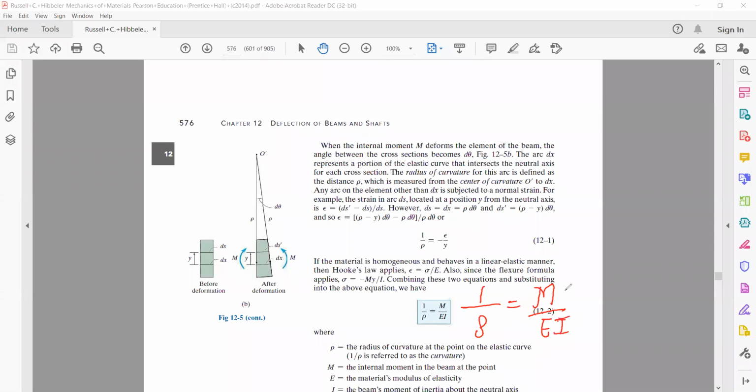Now the bending moment in the beam can be calculated. E is given, I we can calculate. Now this is rho, the curvature of the beam. Now what we do, we make use of calculus in calculating this curvature. How we do it? That's very easy.